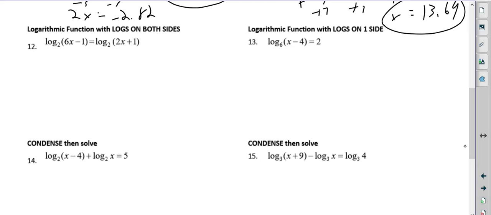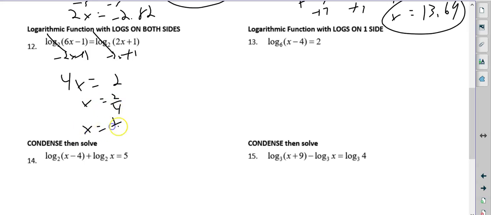All right, logs on both sides. This is the easiest one. If you have a log on both sides, 1 on each side only, you can just cross that off. You got 6x minus 1 equals 2x plus 1. I'm going to add 1 to both sides and subtract 2x from both sides. That's going to give me 4x equals 2. That's going to give me 2/4, which is 1/2.